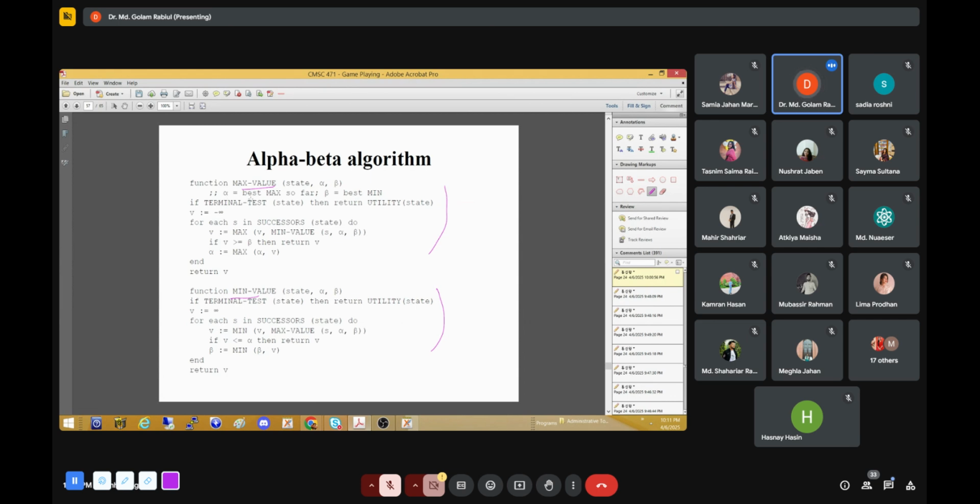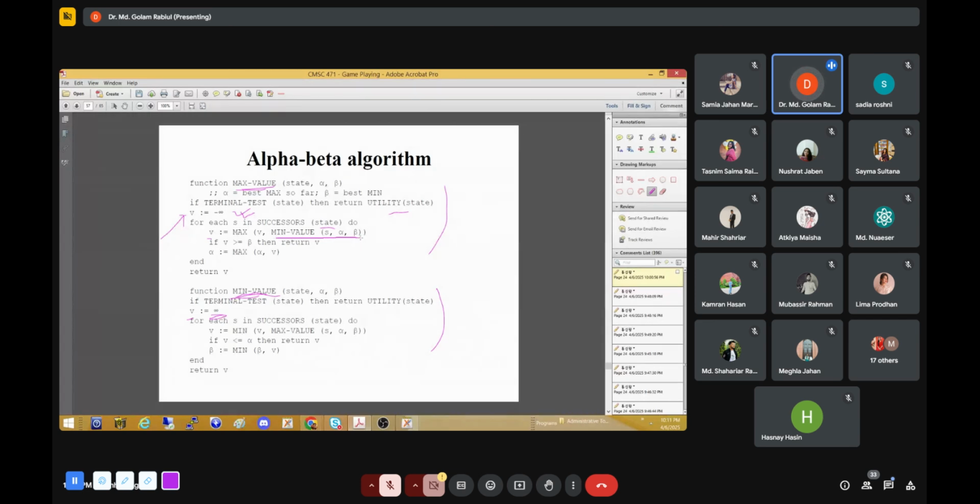We can see alpha is the best max so far, beta is the best min so far. If terminal test, that is if this one is terminal, then return the utility value. And then this is the max value. In that max value, v we have initialized with negative infinity, as we have already done. But this is the min value. For this min value, v is positive infinity. And for each s in the successor of the state, v will be updated using the max value and then the min value of this state.